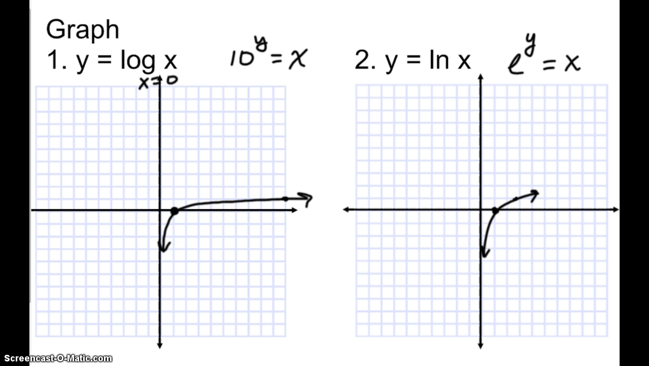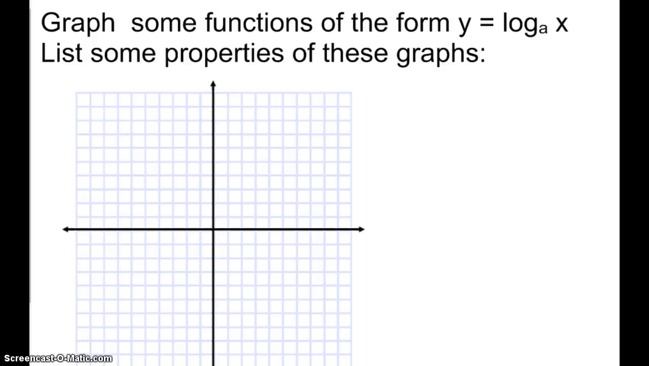Notice both those graphs have a vertical asymptote at x equals 0, go through the point (1, 0), and go through the point (base, 1). And those are critical points whenever the base, our a value, is greater than 1, that's going to be the case. When it's less than 1, it's actually not going to be increasing anymore. The graph is actually going to decrease.